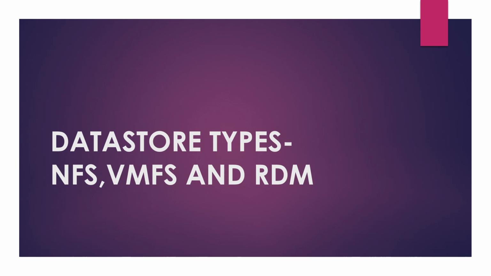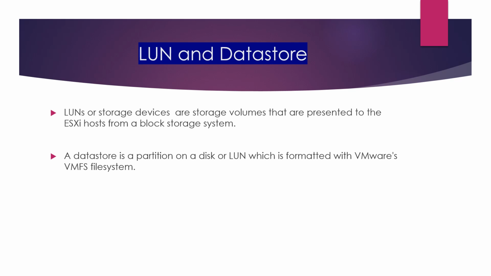Data store types: NFS, VMFS, and RDM. LUNs or storage devices are storage volumes that are presented to the ESXi host from a block storage system, whereas a data store is a partition on a LUN which is formatted with VMware's native file system, which is VMFS.